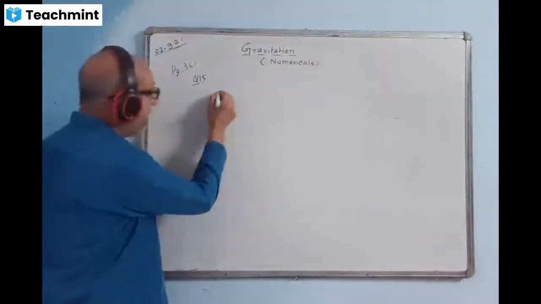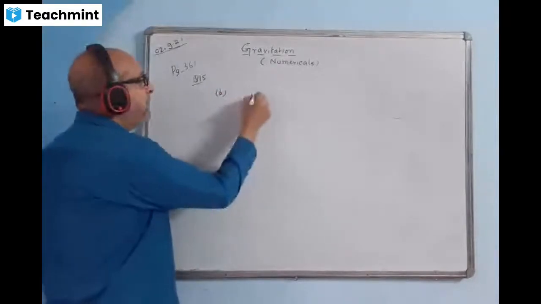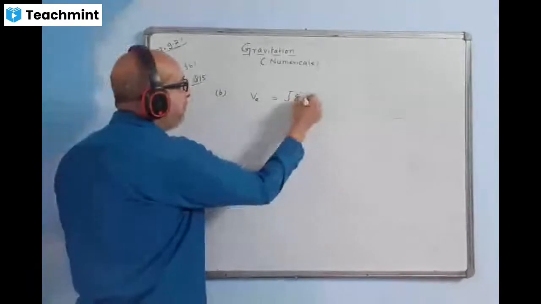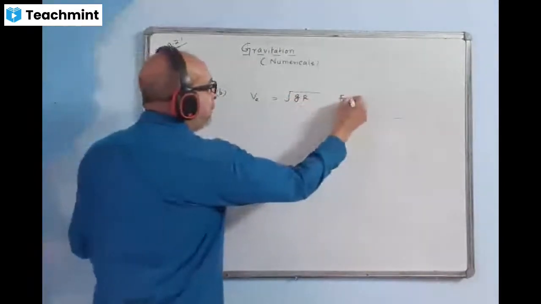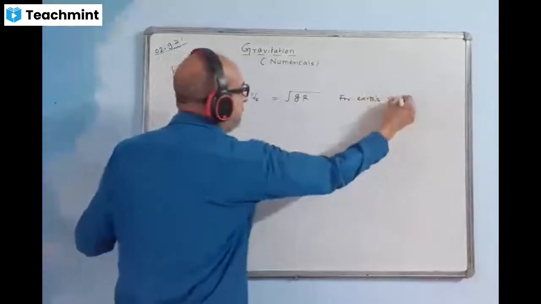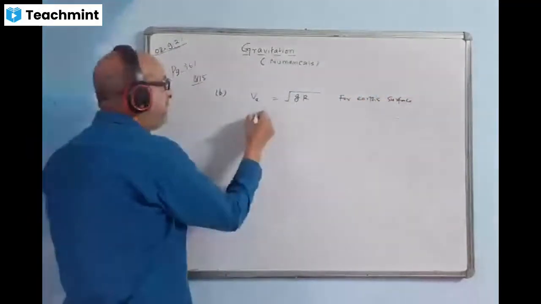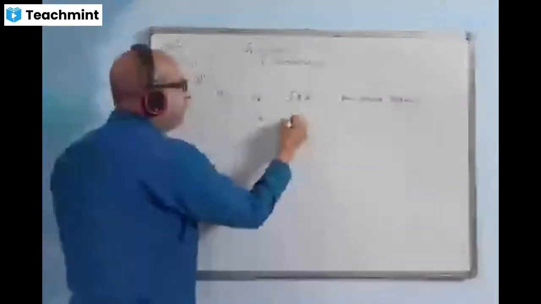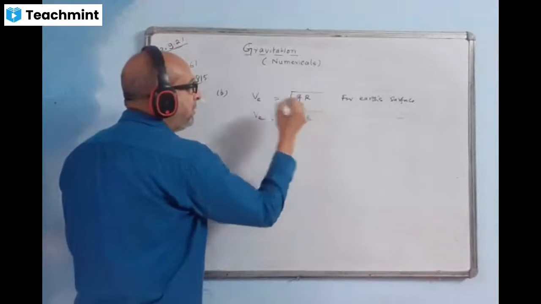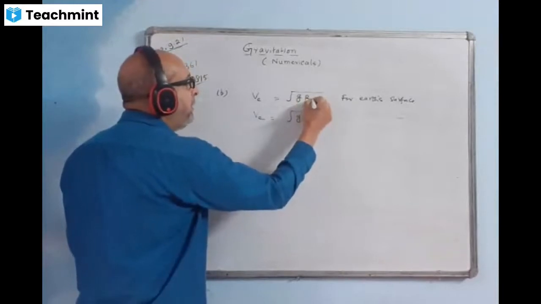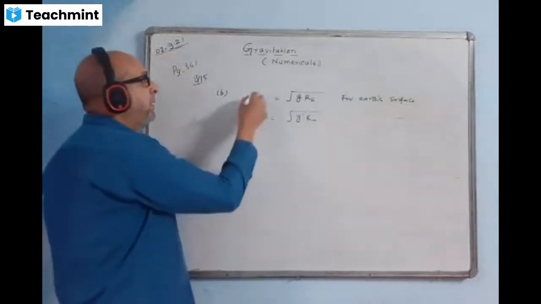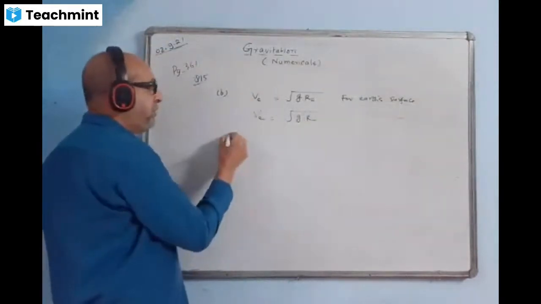For part B, the escape velocity on the surface of the Earth has the formula root of G into R, for the Earth's surface. Escape velocity on the Moon will be root of G dash into R. Here I let R E and here I let R M, and here I let V and here I let V dash.